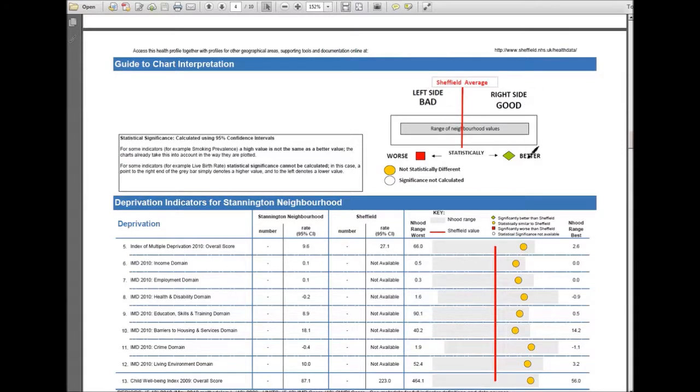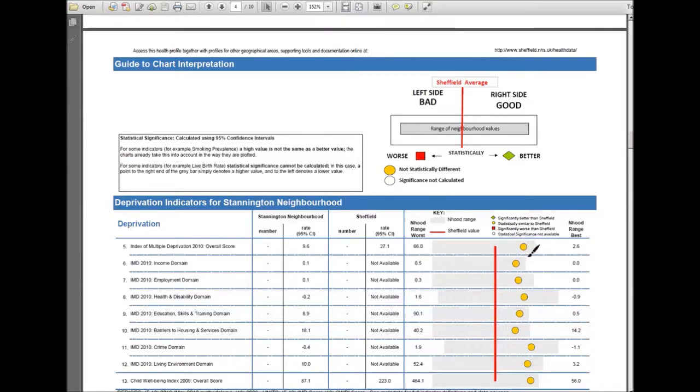Something, if it's statistically significantly better, will be in a green diamond. If it's statistically significantly worse, it'll be in a red square. And if there isn't a statistically significant difference, it'll be in a yellow dot. For some things we haven't tested the significance, so it'll be in a white dot.